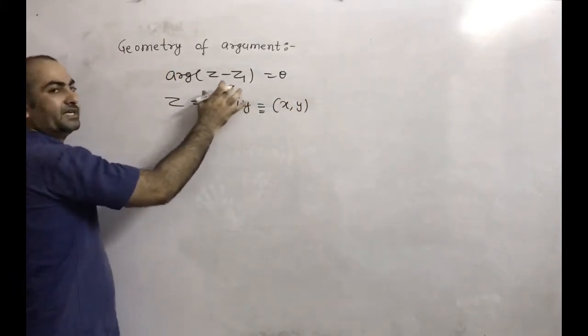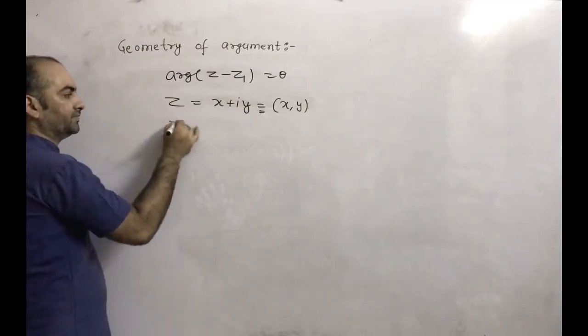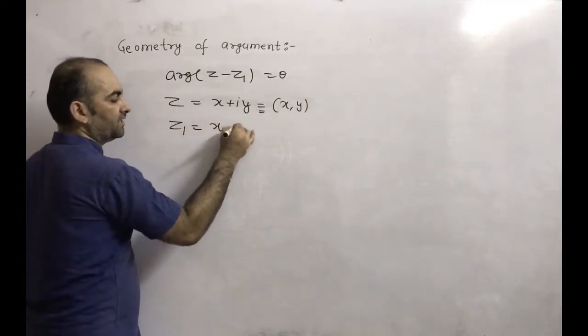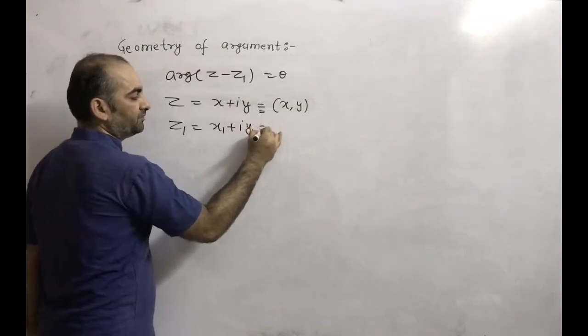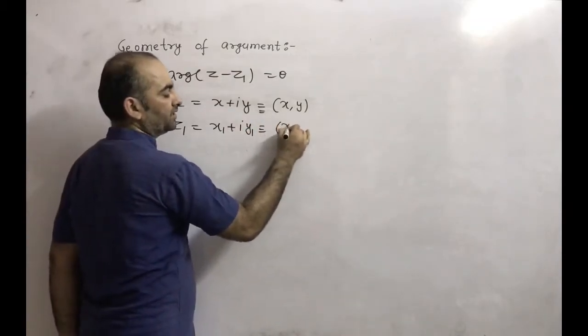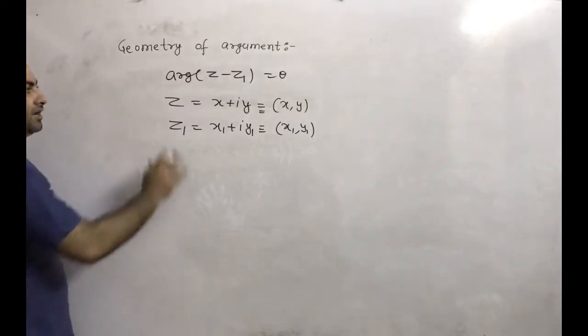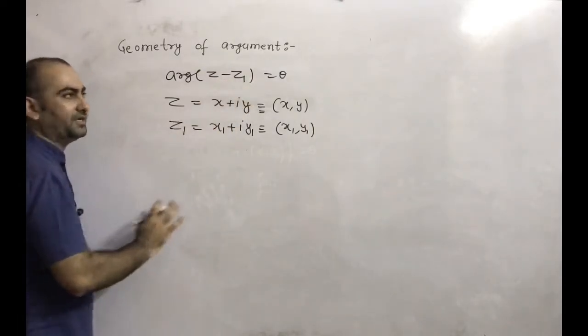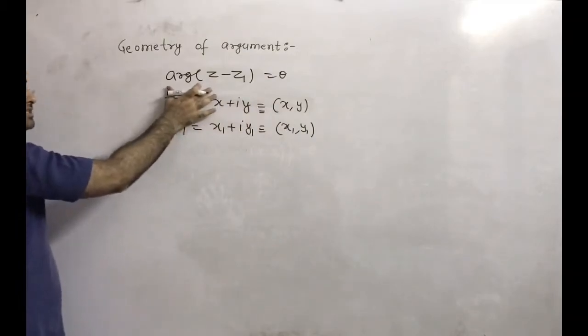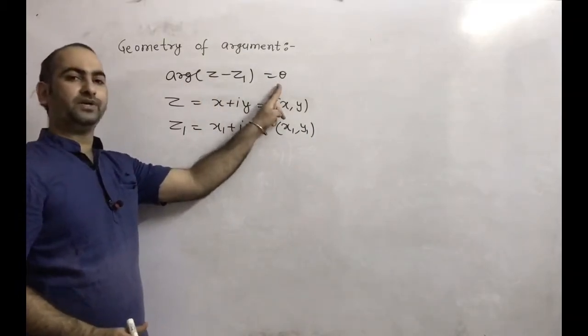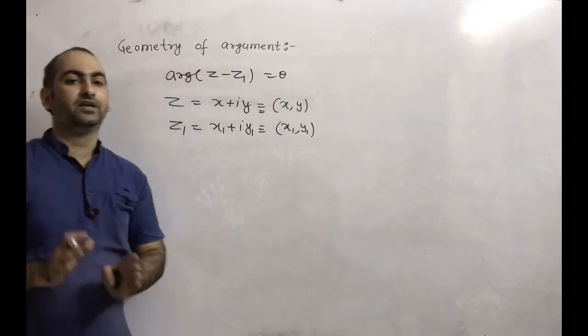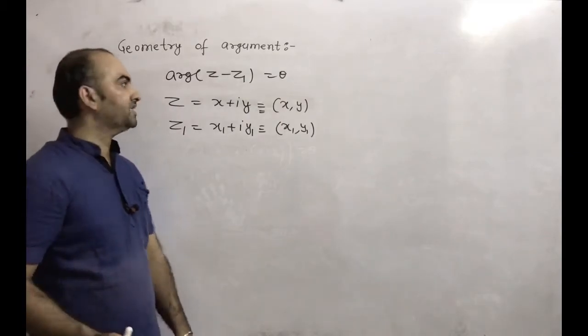And z1 we are taking as what? X1 plus iota y1. So z1 is x1 plus iota y1. So this is a fixed point. So this one we are taking as x1 comma y1. Okay. So first we are finding argument of z minus z1 equal to theta. Okay, so representation of this one depends on theta values. Here theta can be in the first, second, third and fourth quadrant. So first we are finding this one.